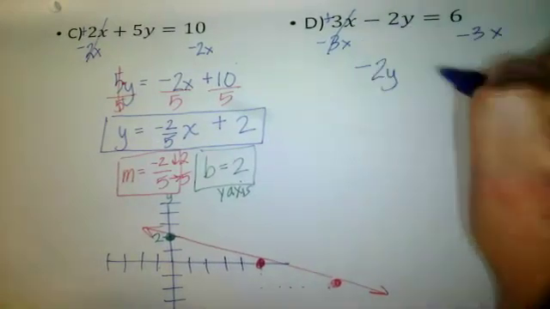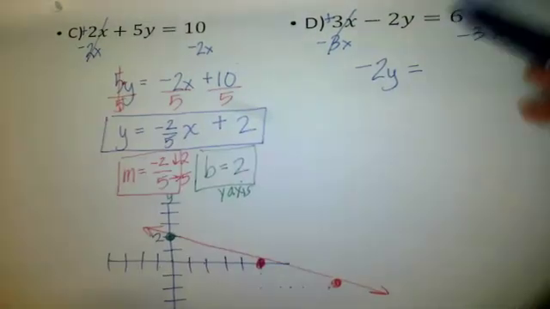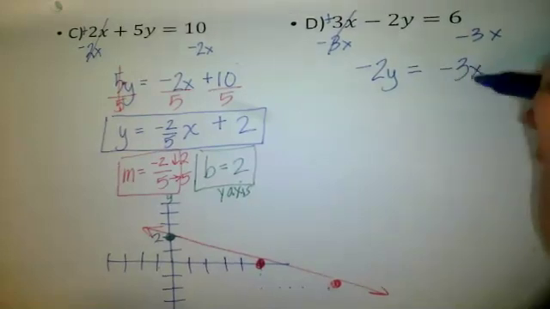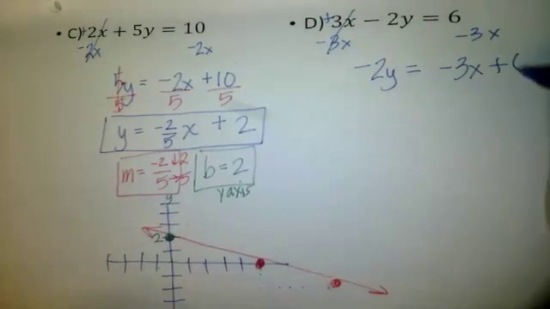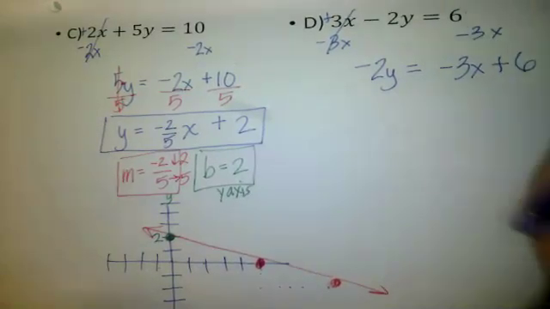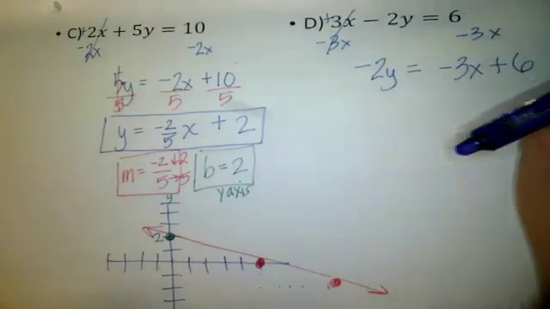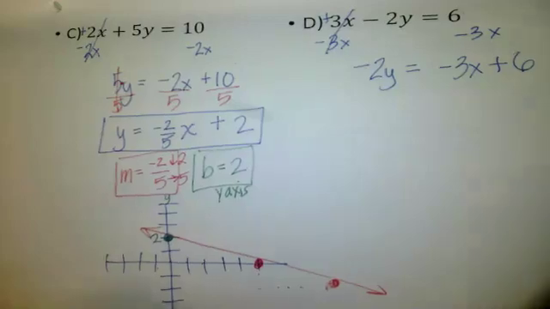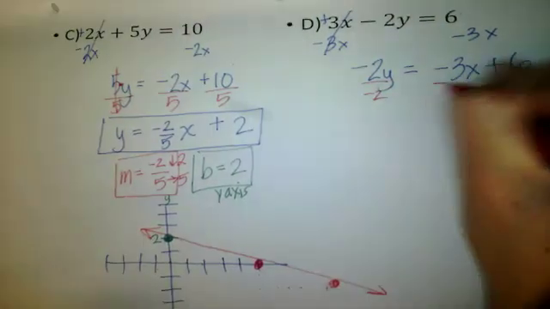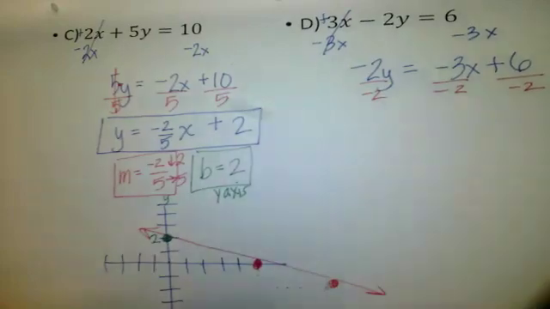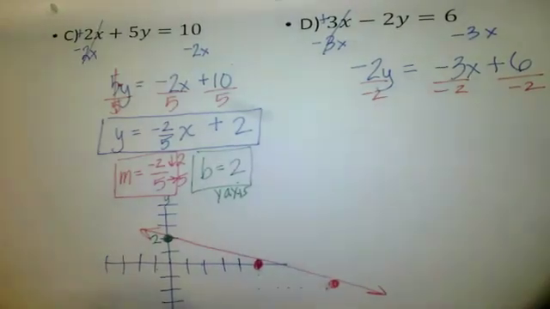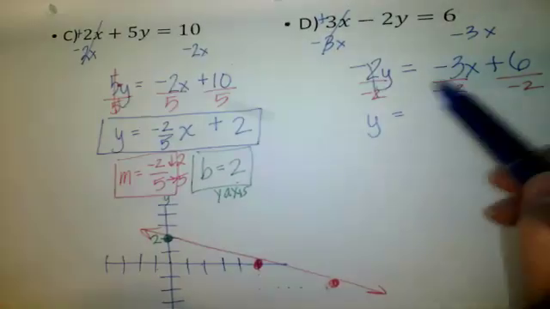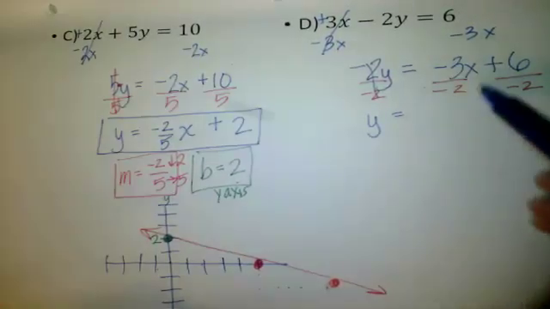It's attached to that too. It's negative 2y. And what do we get on the right-hand side? Good. A negative 3x and a positive 6. You cannot combine the 6 and the 3x because they're not like terms. All right. Then what do we need to do? Divide by negative 2. Every single term, we're going to divide by negative 2. So now y is by itself. What happens with this x term?